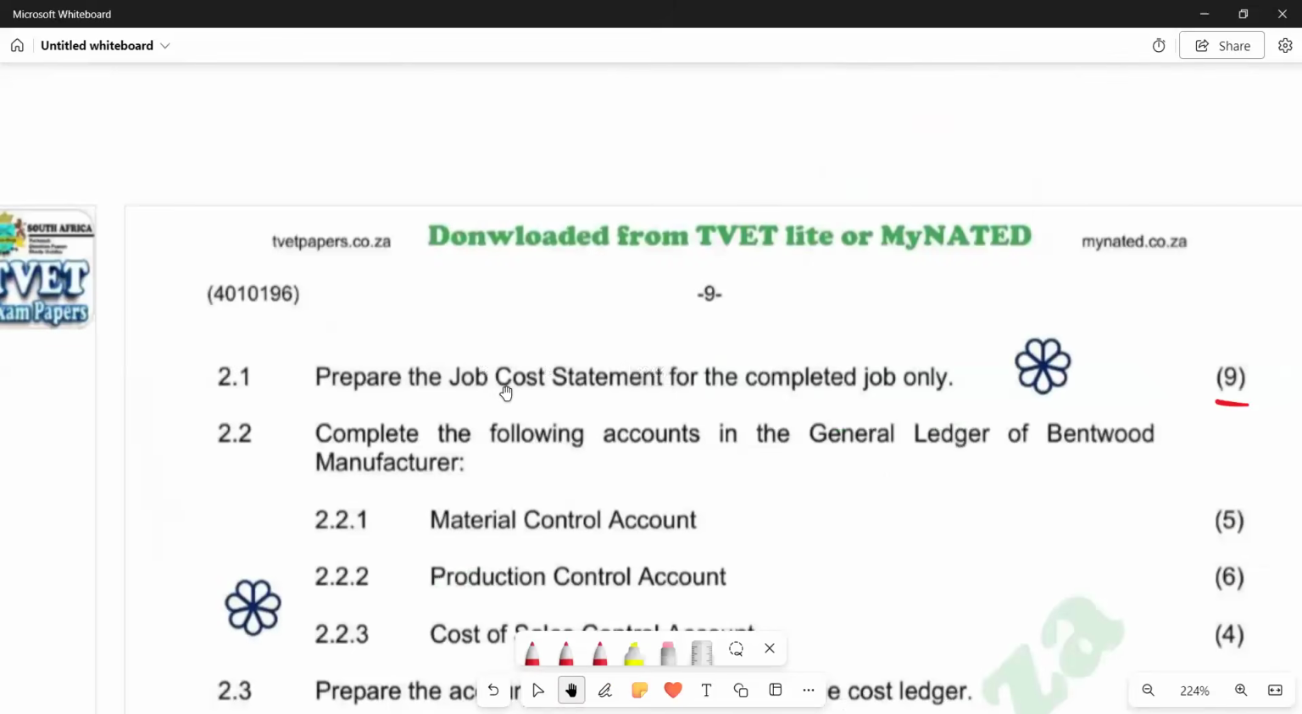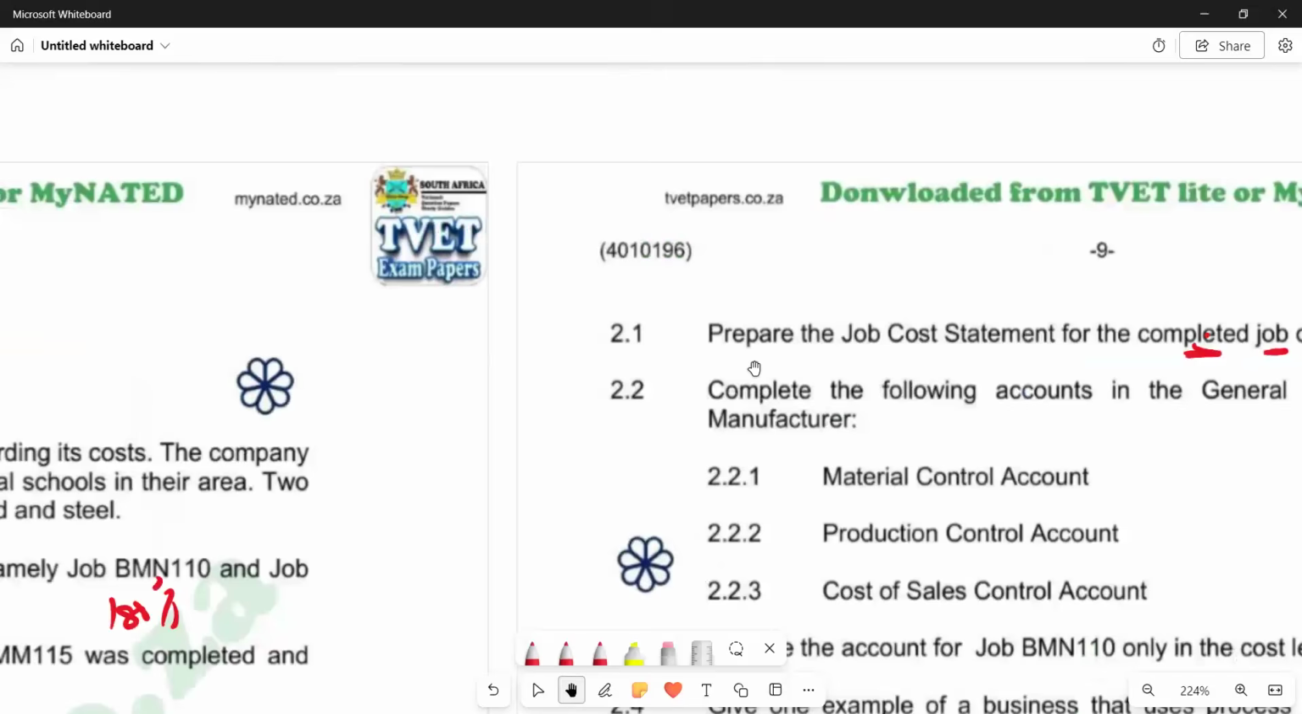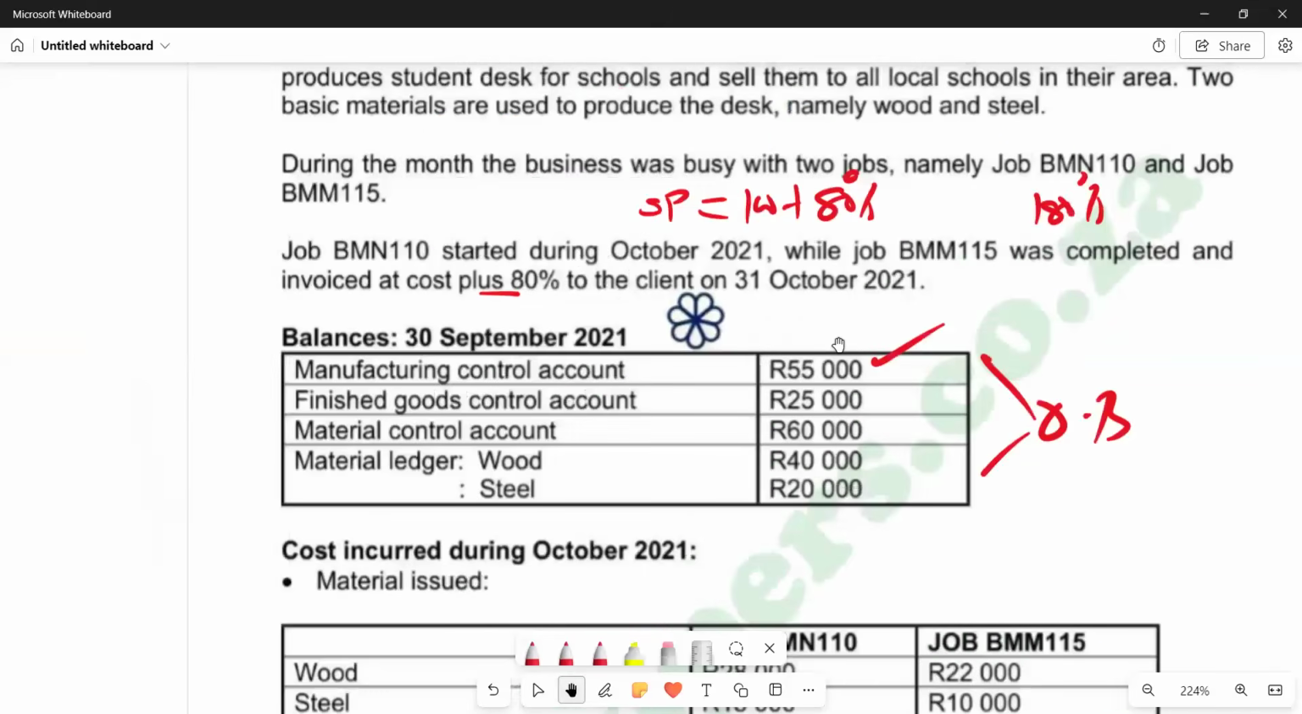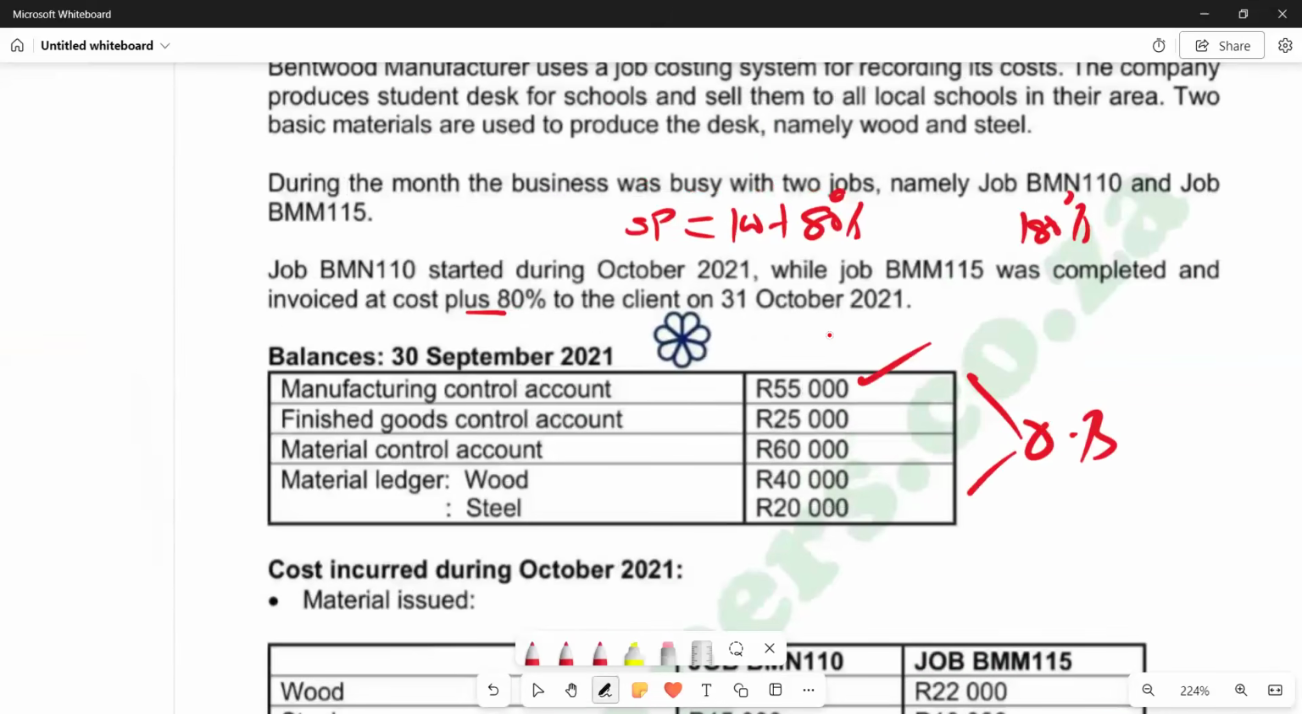Right. You see that we need to prepare the job cost statement for the completed job only. These are the key terms. We know that for the completed job only, we are told at the beginning of the question that job BMM 115 was completed. This one was started during October. So the balances we have at the beginning of the period are only for BMM 115, because that was the job that was completed. So let's take note of that.